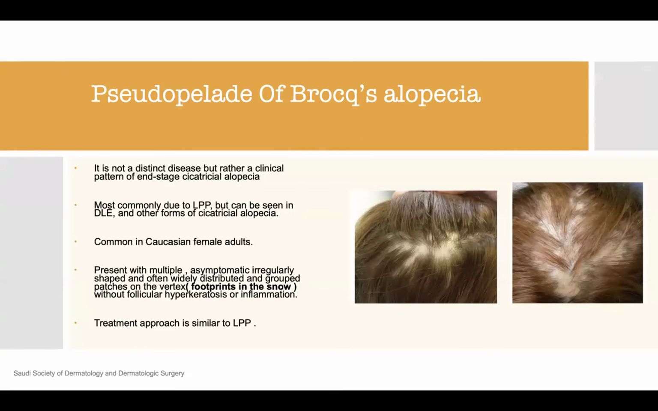Pseudopelade of Brocq alopecia. It's not a disease, it's rather a clinical pattern of end-stage cicatricial alopecia, most commonly seen in patients with lichen planopilaris, which is considered the end stage of lichen planopilaris, and it can also be seen with DLE patients. The characteristic thing about pseudopelade of Brocq is the footprints in the snow, as you can see here. It's a very characteristic clinical feature known as footprints in the snow.